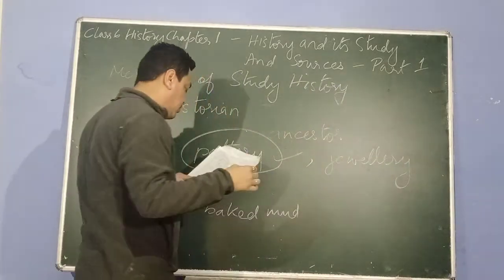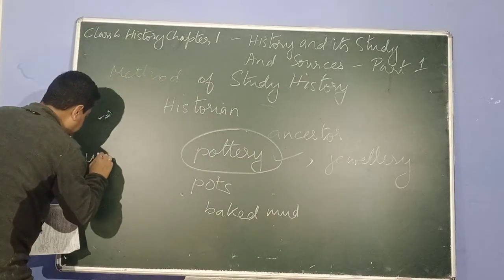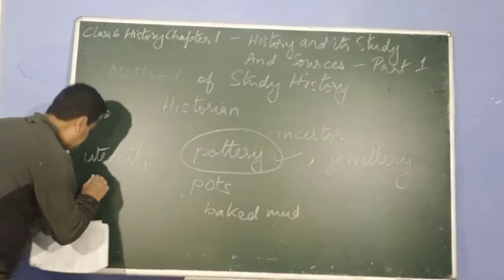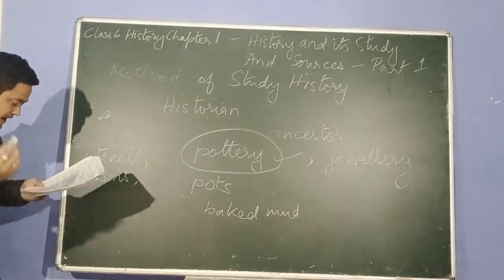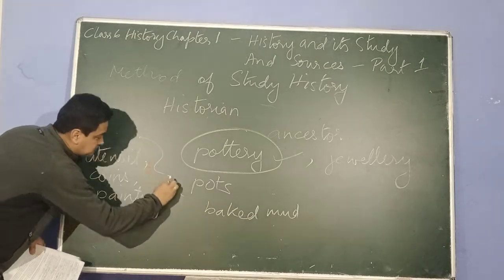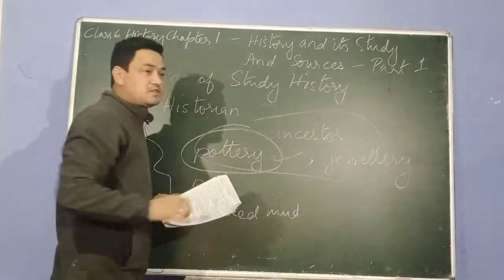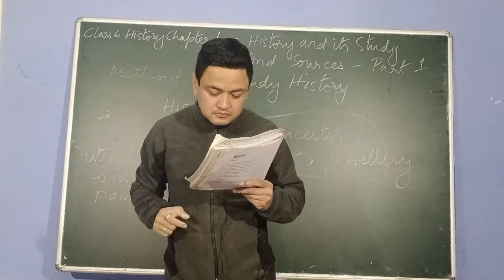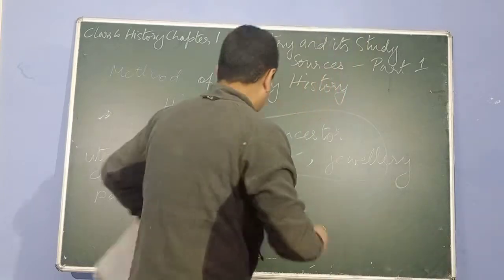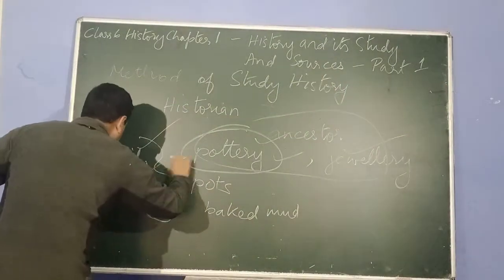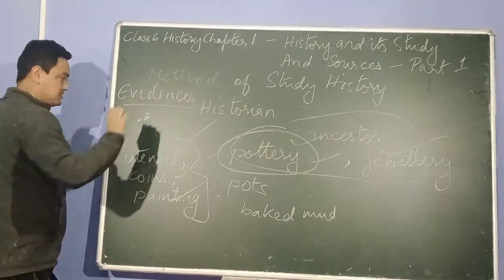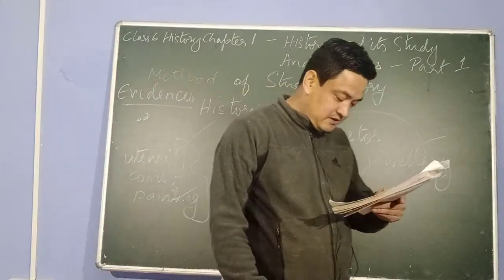The second is jewelry, that is ornaments, then utensils that were used for serving food, having food, or cooking the food, coins and paintings, etc. So, historians depend upon these factors to reconstruct the past. Remember that. All these goods which provide us information about the past are called evidences. So, this pottery, jewelry, utensils, coins, paintings are called what? E-V-I-D-E-N-C-E, evidences. Archaeological evidences.